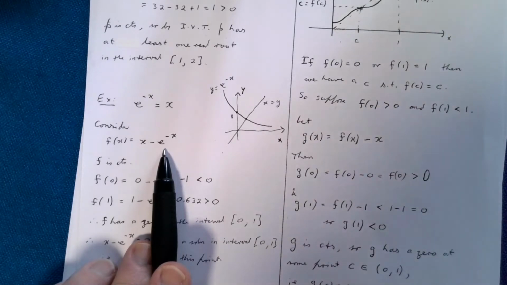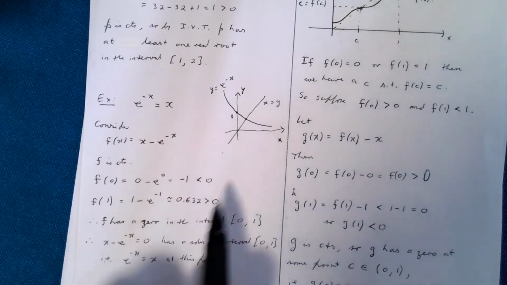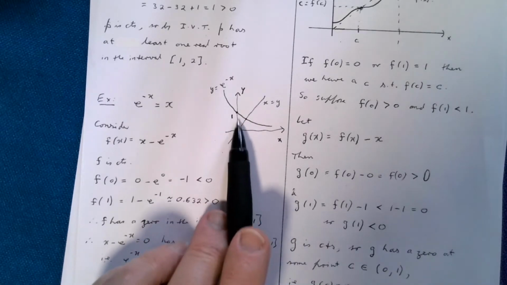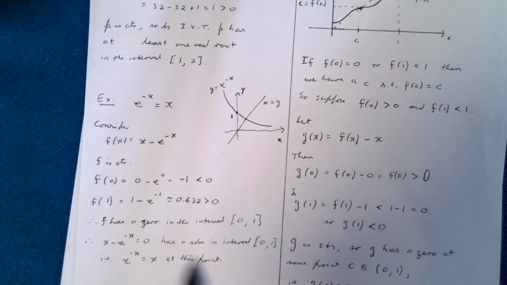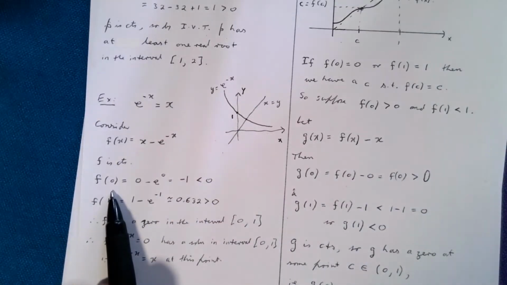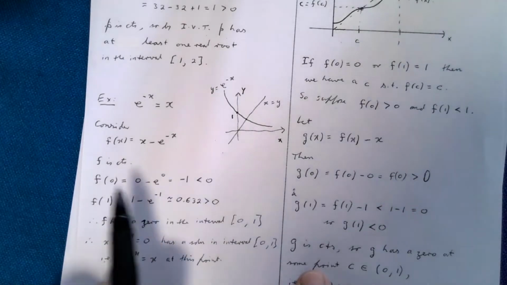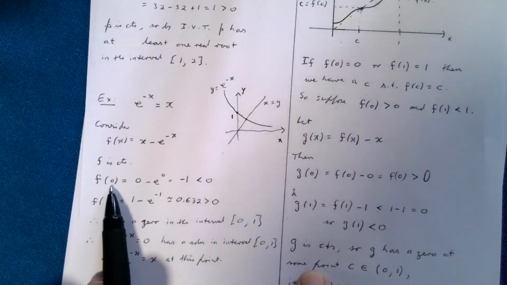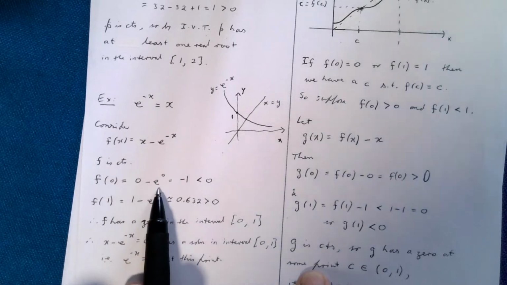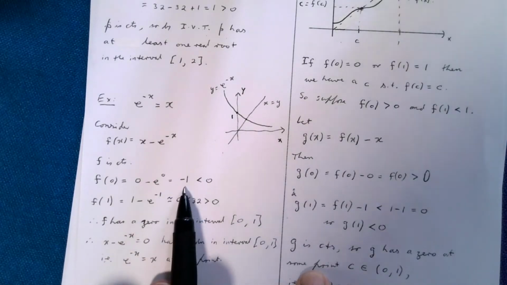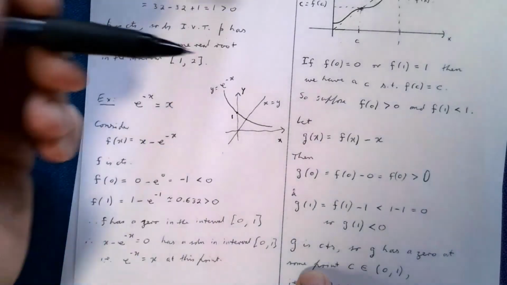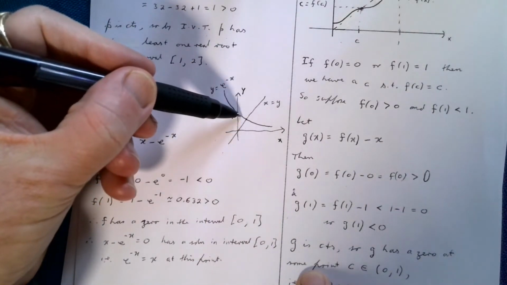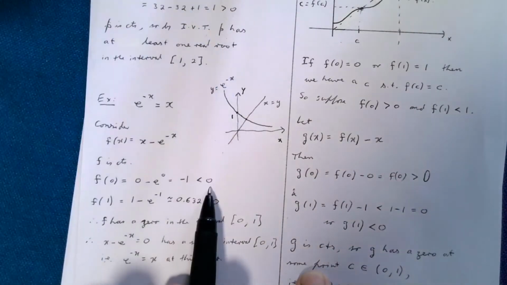Now it looks from my picture here that the two graphs change sides somewhere between 0 and something. So I'm going to start off with f of 0 and see what the value of that is. If I put x as 0 in, then f of 0 is 0 minus e to the 0. e to the 0 is 1, so I just get minus 1, and that is negative, which makes sense because I'm really subtracting this y value minus this y value. You'd expect to get a negative.